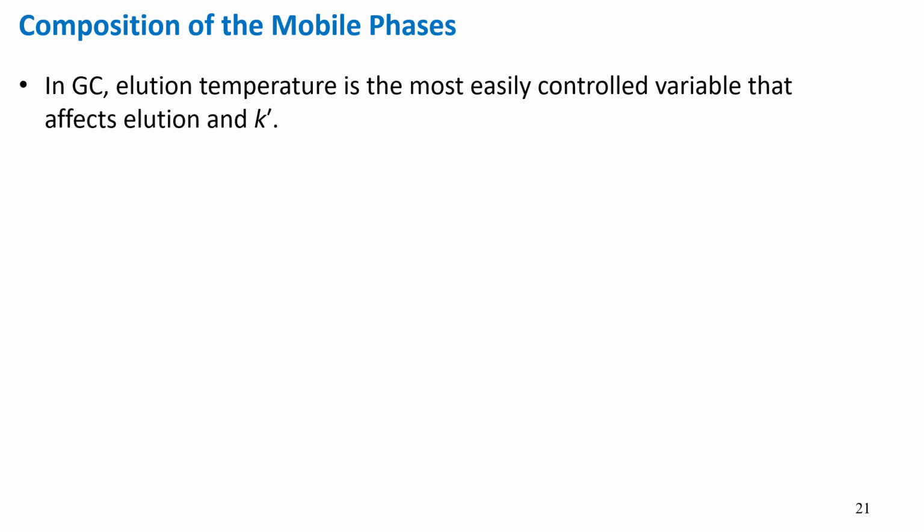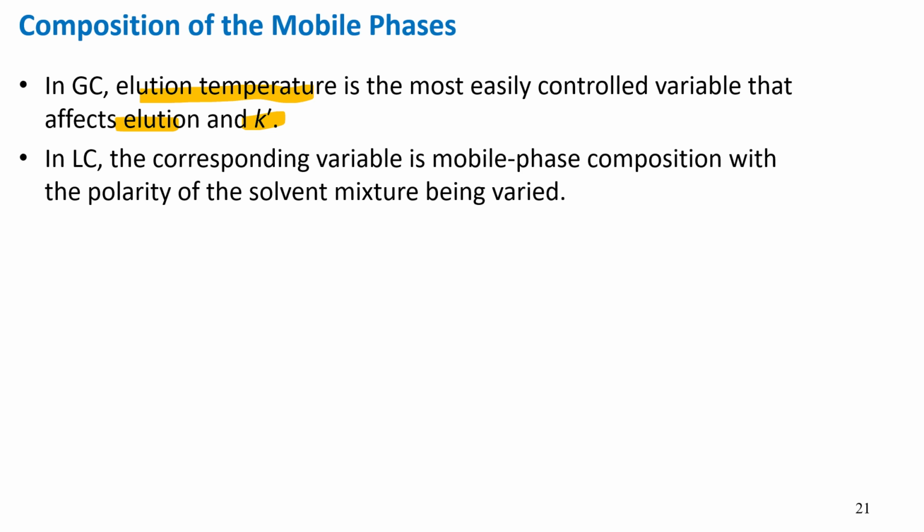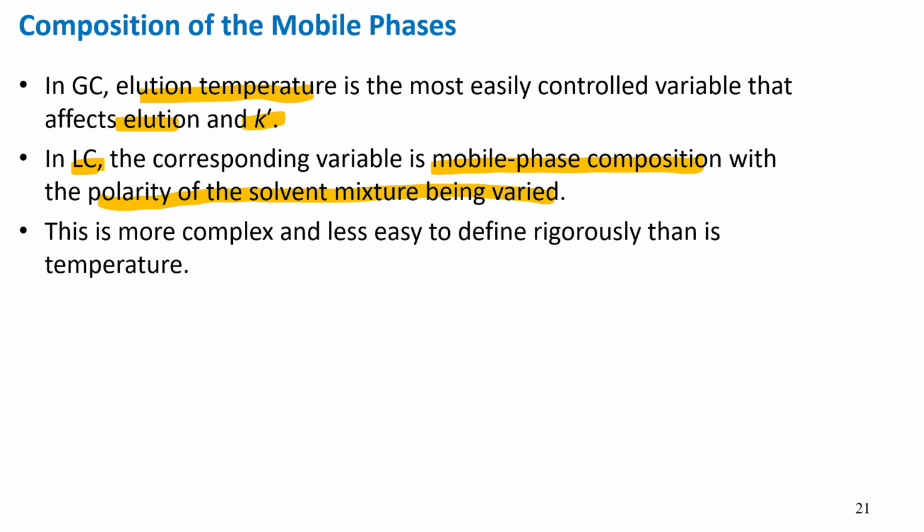Okay, so composition of the mobile phase. Let's talk about that. In GC, the thing you control is the temperature, and that makes it pretty easy to control elution and the K prime. In LC, we do this by changing the composition of the mobile phase, by changing the polarity of the solvent mixture.